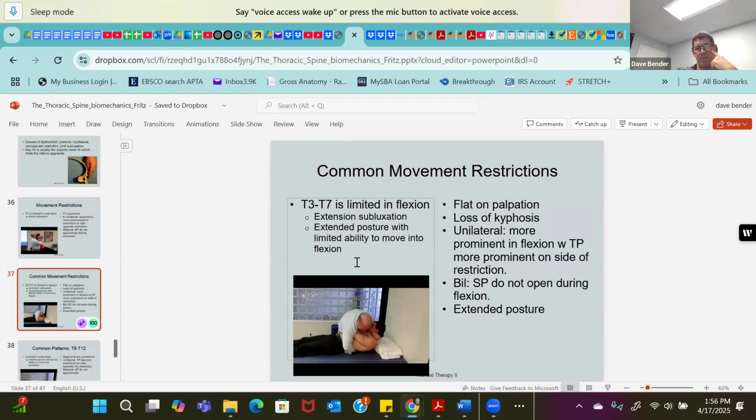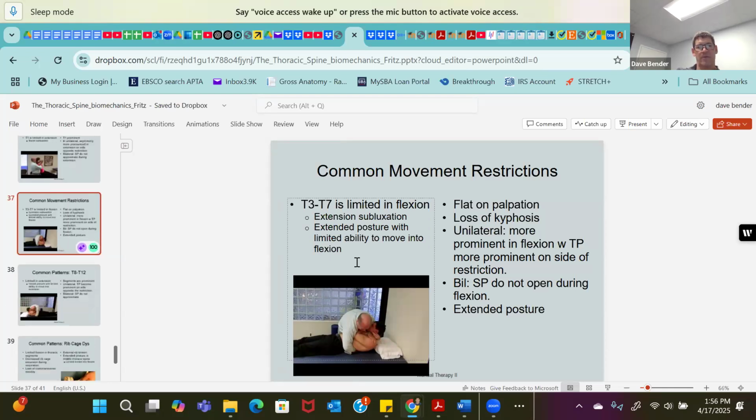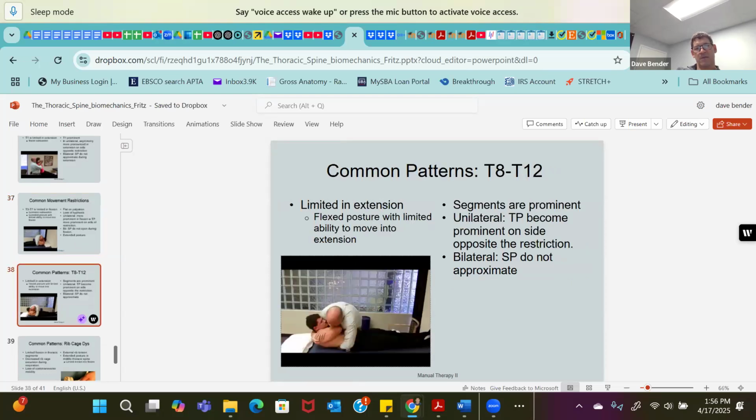Again, as you can see here, there'll often be more prominent inflection with the transverse process more prominent on the side of the restriction. And then also the spinous process will not open during flexion. These people live in an extended posture. It's kind of a more common pattern that they see.